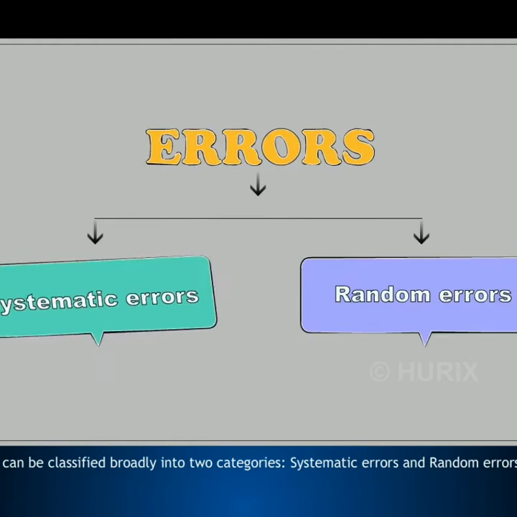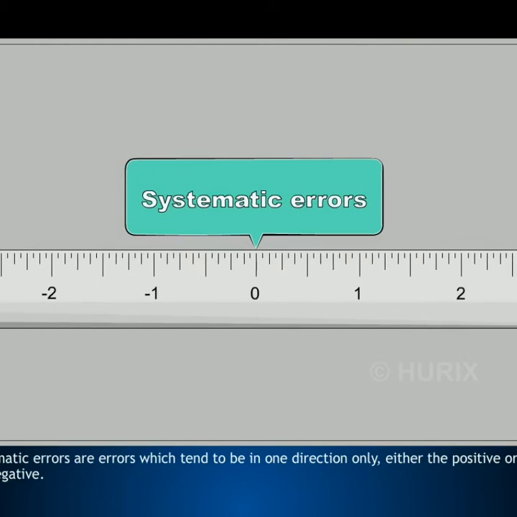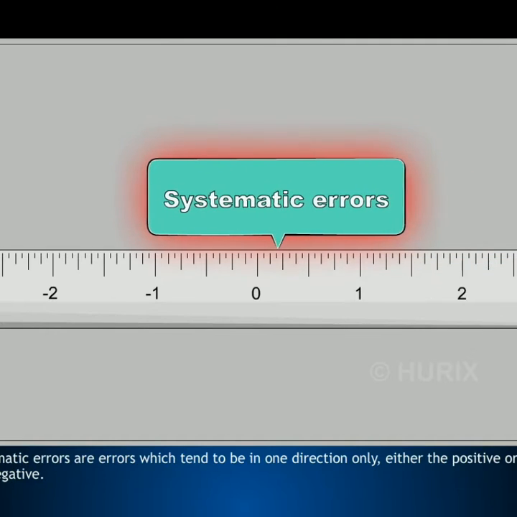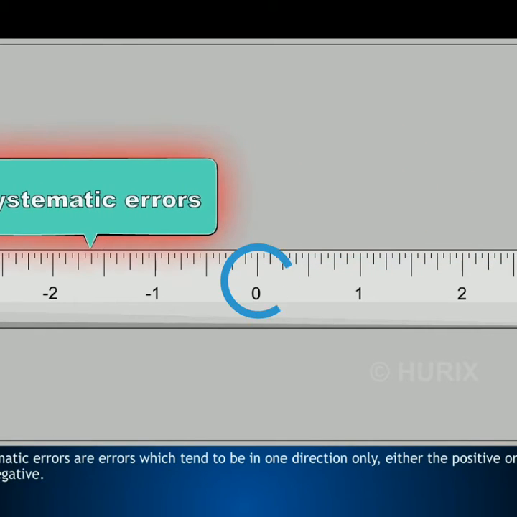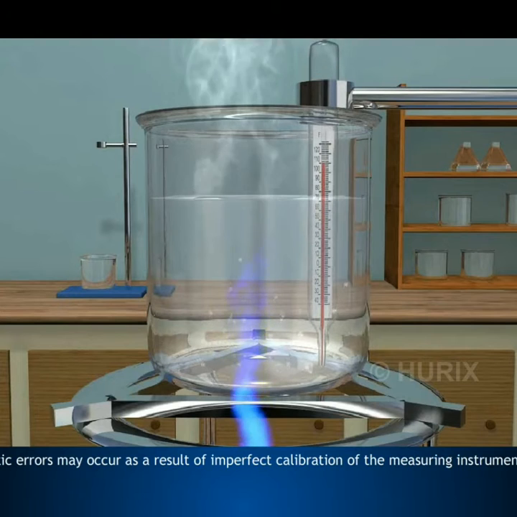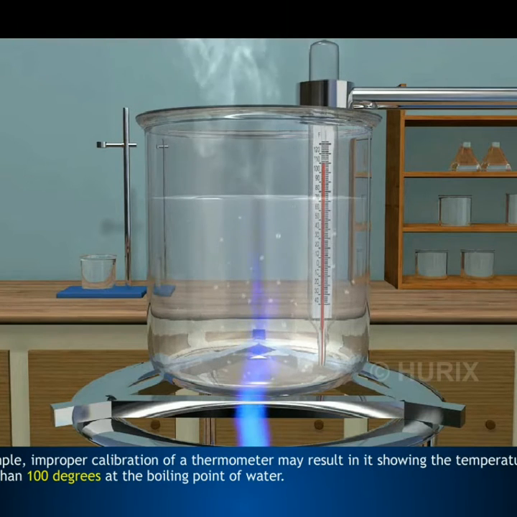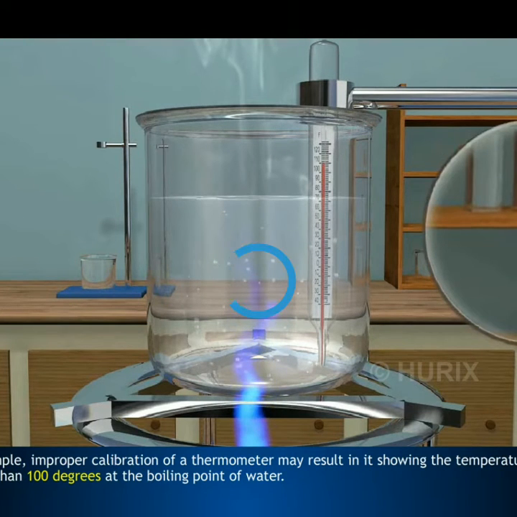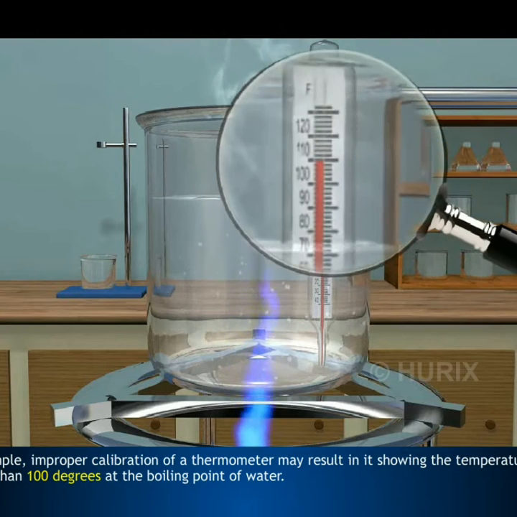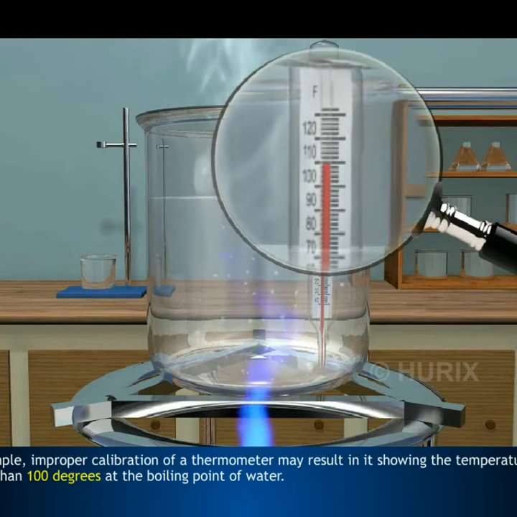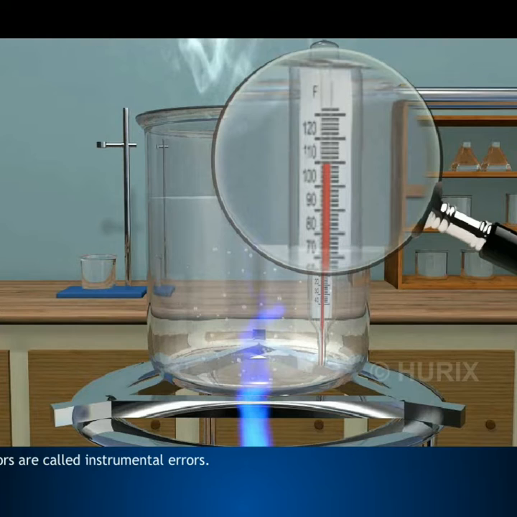Errors can be classified broadly into two categories: systematic errors and random errors. Systematic errors are errors which tend to be in one direction only, either the positive or the negative. Systematic errors may occur as a result of imperfect calibration of the measuring instrument. For example, improper calibration of a thermometer may result in it showing the temperature to be greater than 100 degrees at the boiling point of water. Such errors are called instrumental errors.